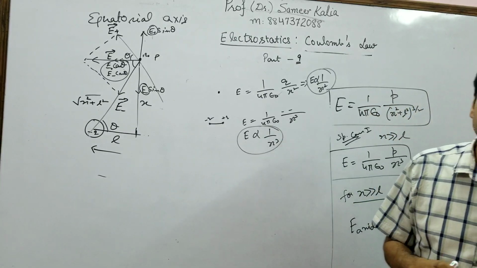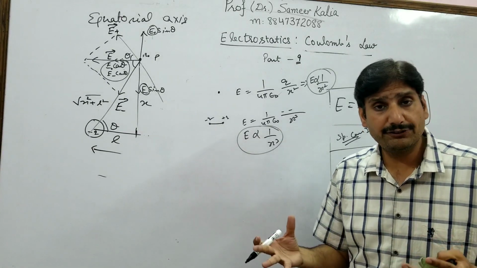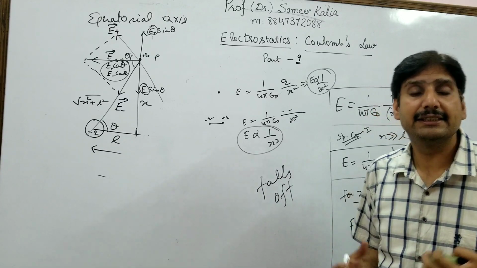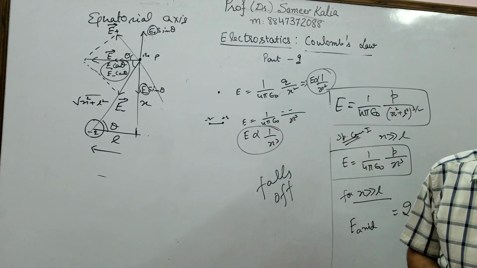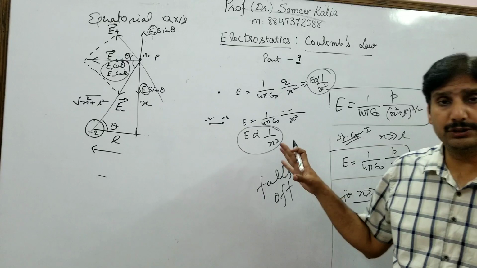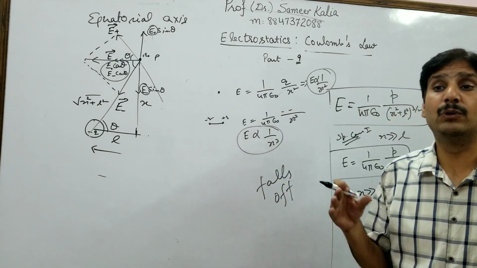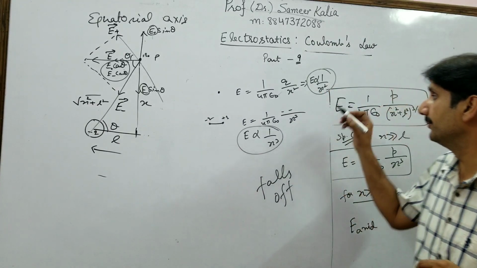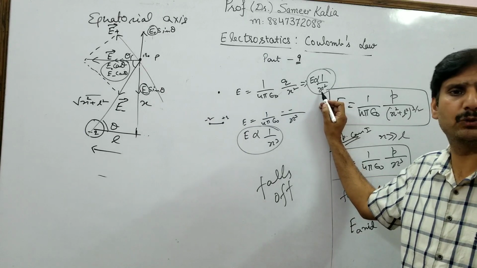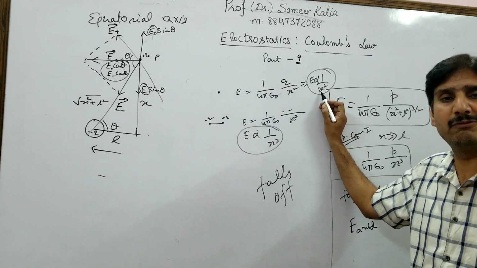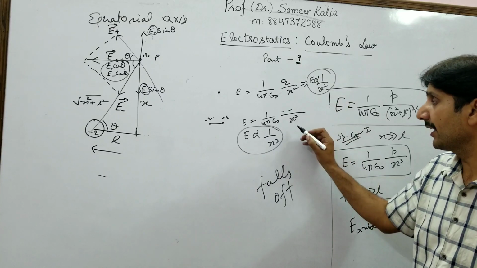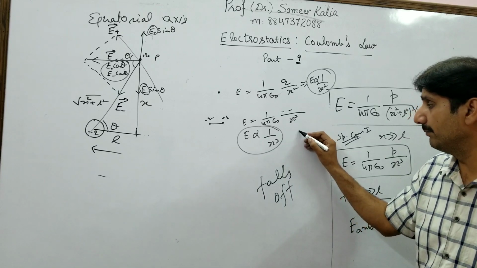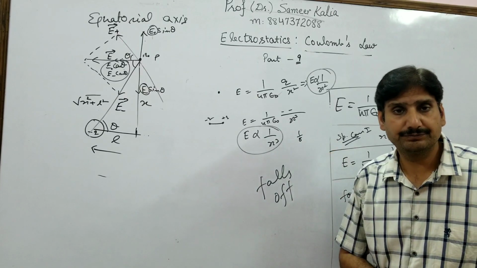That means the electric field due to a dipole falls off more rapidly than electric field due to a point charge. That means if you make the distance twice for a point charge, electric field will become 1/4 of its previous value. Whereas in this case, if you double the distance from the center of the dipole, electric field will become 1 by 8 times its previous value.